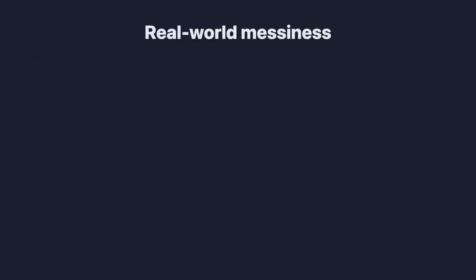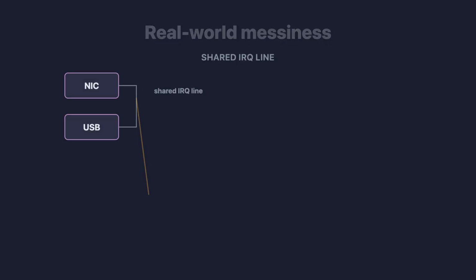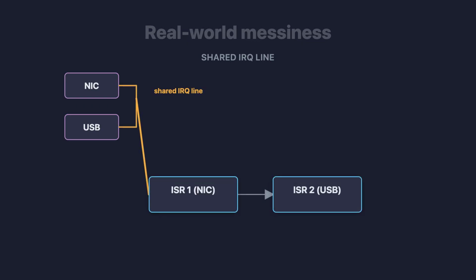The real world is messier than a clean diagram. A single IRQ line is often shared by multiple devices. When it fires, the kernel walks a linked list of handlers and each one checks, was it me? The first to say yes handles it.